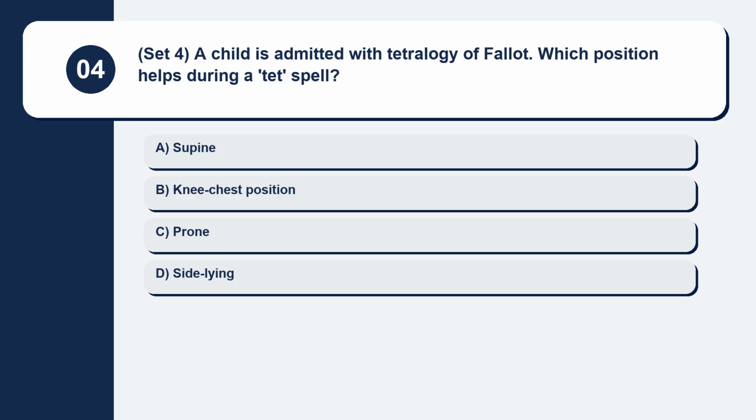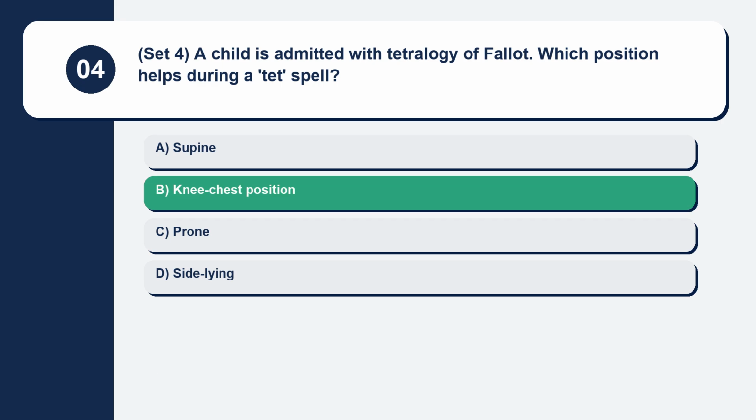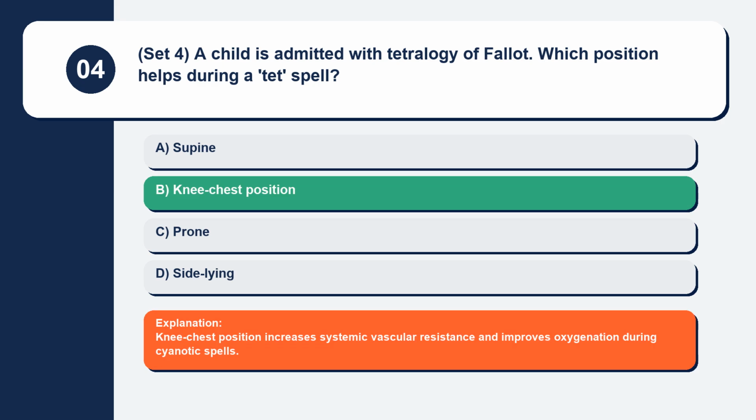Question 4. Set 4. A child is admitted with tetralogy of Fallot. Which position helps during a TET spell? Supine, knee chest position, prone, side lying. Knee chest position increases systemic vascular resistance and improves oxygenation during cyanotic spells.